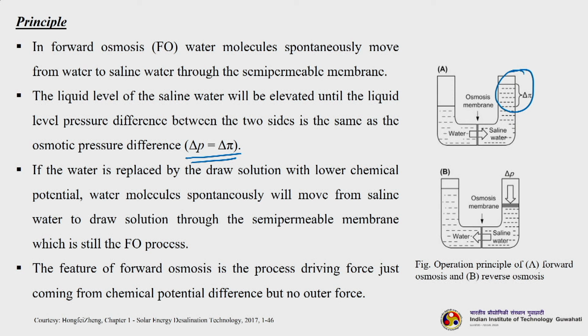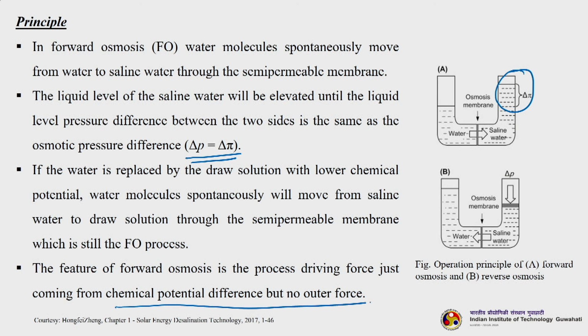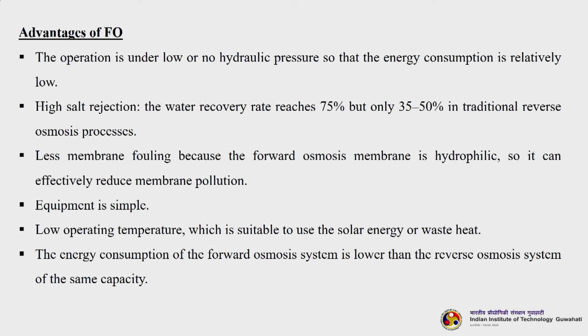So, if the water is replaced by the draw solution with lower chemical potential, water molecules will spontaneously move from saline water to the draw solution through the semi-permeable membrane, which is still the FO process. The feature of forward osmosis is that the process driving force comes just from the chemical potential difference, with no outer force applied. The operation is under low or no hydraulic pressure, so the energy consumption is relatively low.